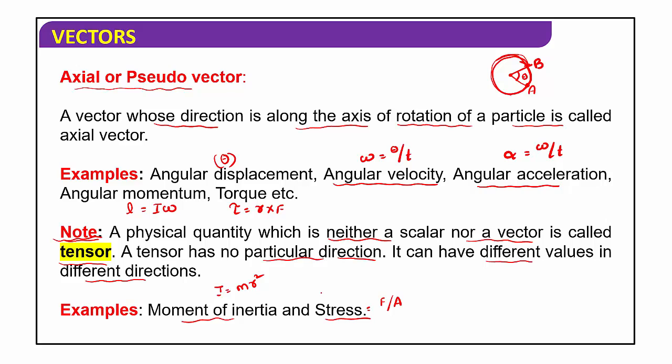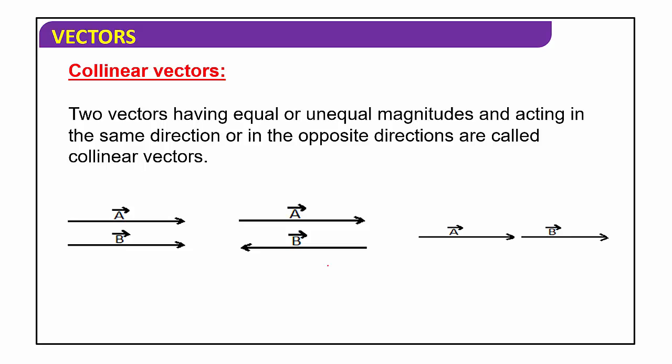Scalar, vector, tensor. Scalar is having magnitude. Vector is having both magnitude and direction. But tensor, neither scalar nor vector. So this is the second type of vector. Come to the third type of vector, that is collinear vector. Collinear. Co means what here? Same. Linear, straight line. Collinear vector.